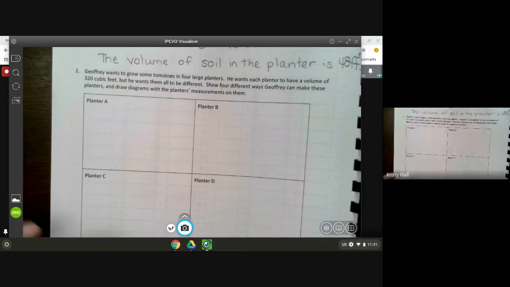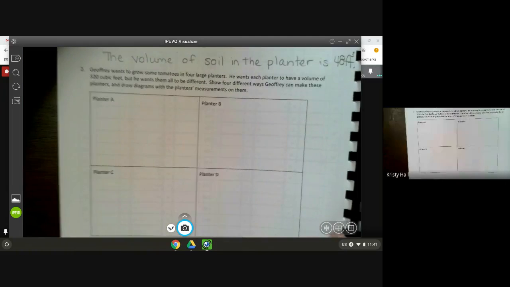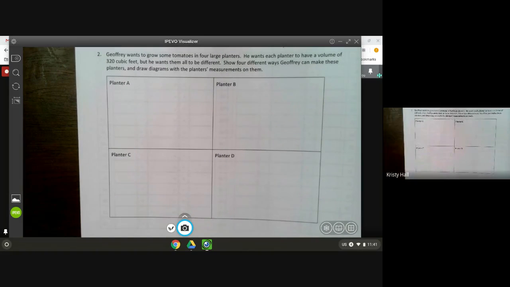So Jeffrey wants to grow some tomatoes in 4 large planters. He wants each planter to have a volume of 320 cubic feet, but he wants them all to be different. Show 4 ways Jeffrey can make these planters and draw diagrams with the planter's measurements on them.